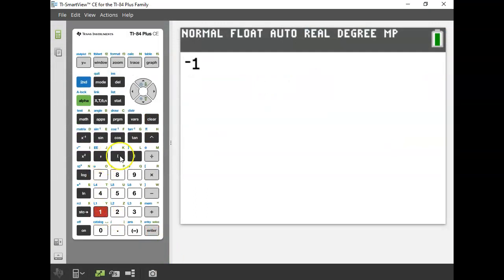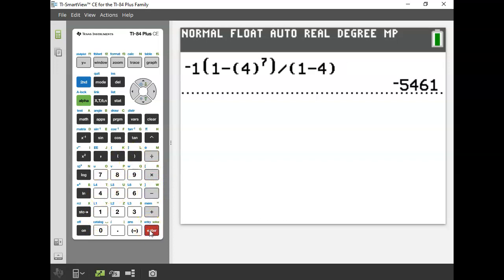Negative 1 was the first term. 1 minus 4 to the 7th. Arrow to the right, close that parenthesis, and then divided by 1 minus 4. Anybody get that lovely number?